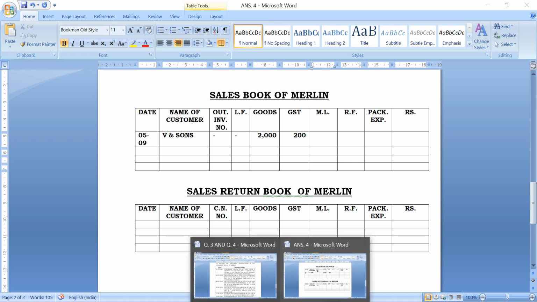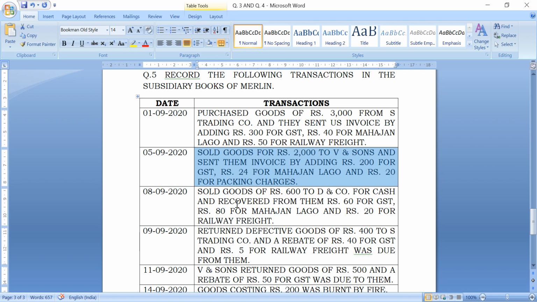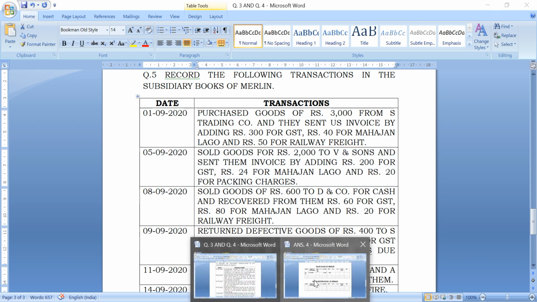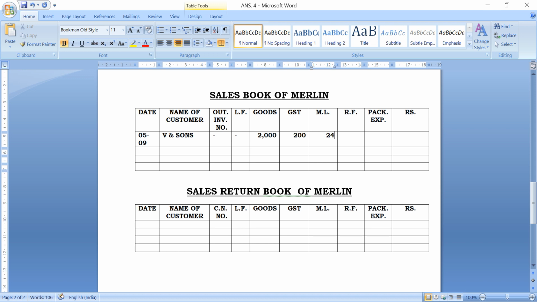Then which other expenses are there? See here, 24 rupees for Mahajan Lago and 20 rupees for packing charges. Mahajan Lago 24 rupees, no railway freight, and 20 rupees packing expenses. Now make the total of these four amounts.